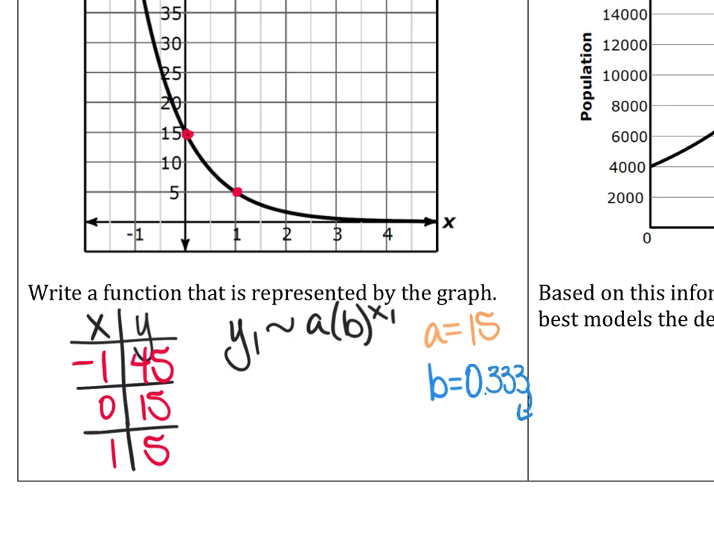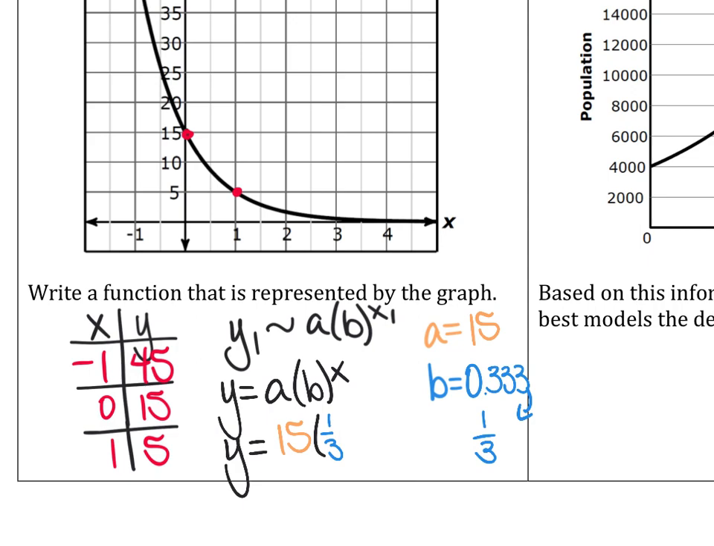Now I want to change that 0.333 repeating into a fraction. So over here I'm going to put in the letter B again. It rewrites my number for me, and then I'm going to hit the little fraction bar, and it changes it into 1/3. So now my new equation is y is equal to a times b to the x power, where my y is equal to 15 times 1/3 to the x power.